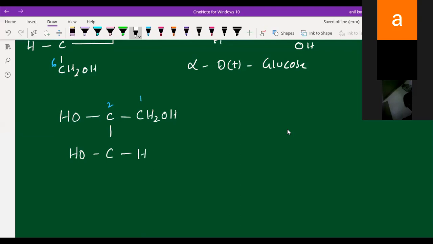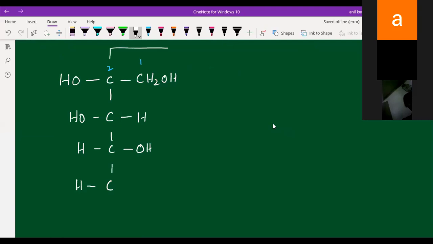Hydrogen will be at the right. Next is the third. Fourth is H, OH. Next, the fifth is this one, students. And you can see a glycosidic linkage here. Last one is CH2OH, that is our sixth carbon. Now you can see 1, 2, 3, 4, 5, 6. So this is our beta D fructose.